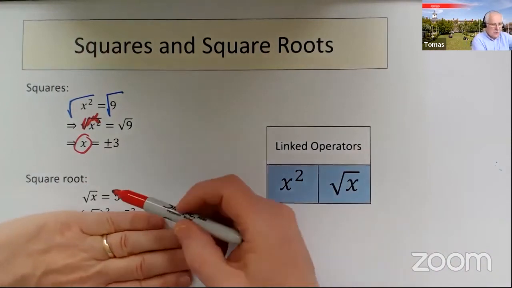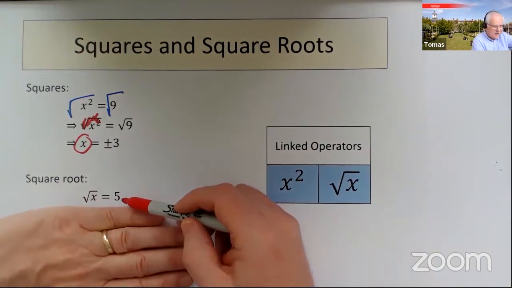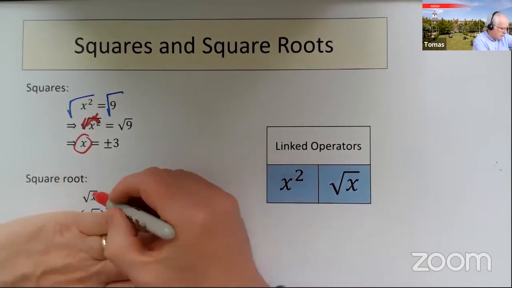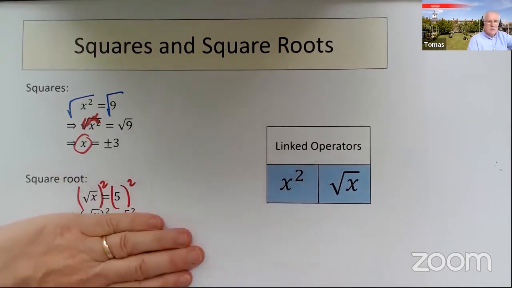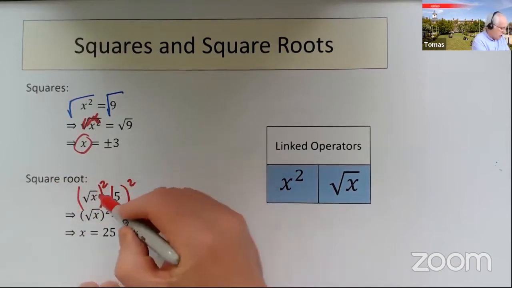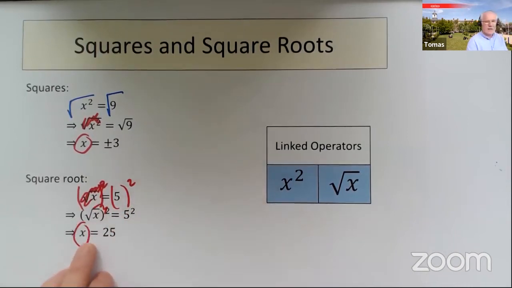Similarly, if somebody said the square root of x is 5, I really don't like the square root on that side. How do I get rid of a square root? Well, let's just square it. All I know is that if I square a square root, it goes away. So all of that stuff is gone, and I'm just left with the x. So 5 squared is 25. So that's how it works.